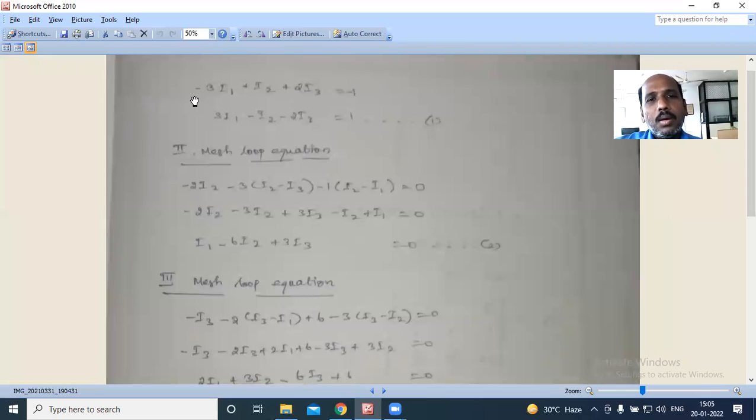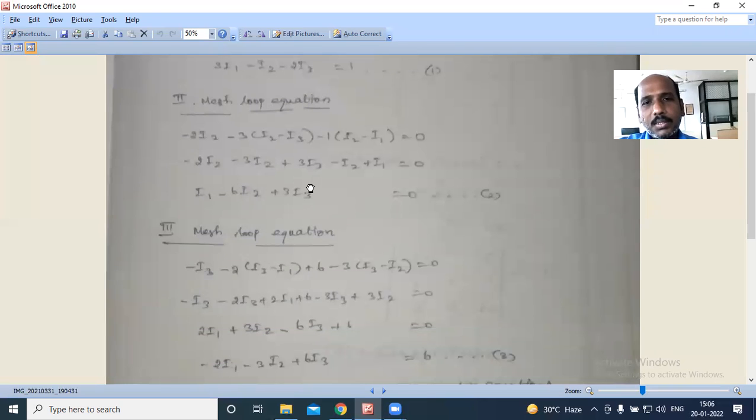Then you multiply by a negative sign, and we get 3I1 minus I2 minus 2I3 equal to 1. I'm just multiplying by one negative sign. First mesh over. Now I'm going to write the equation for the second mesh.